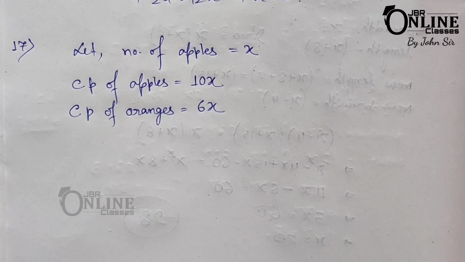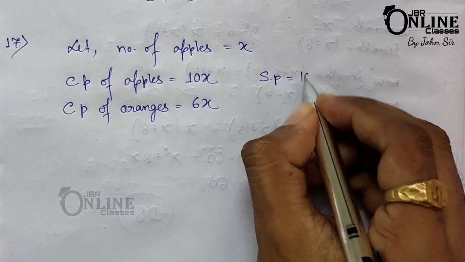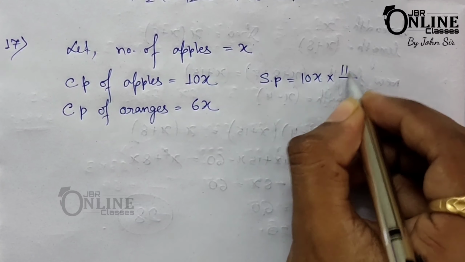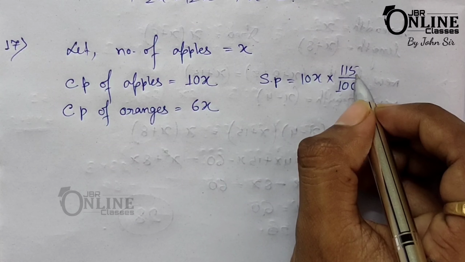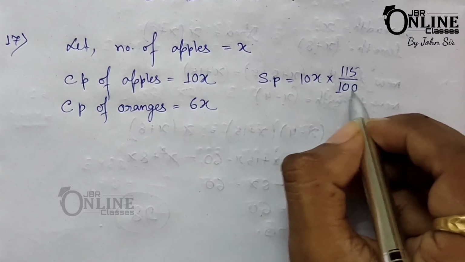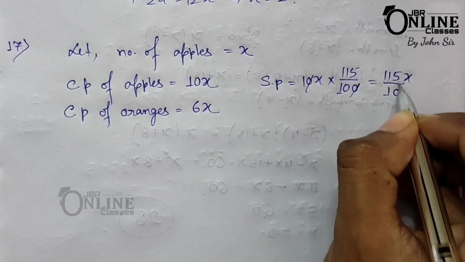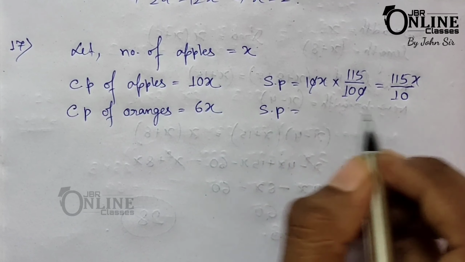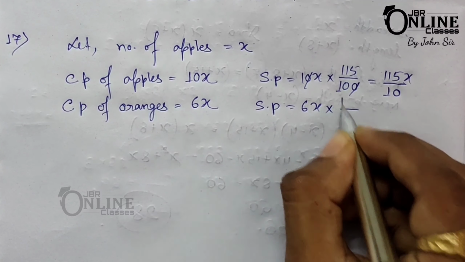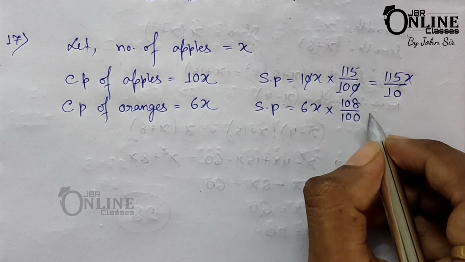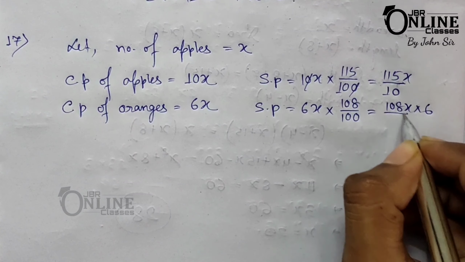Now he makes 15% profit on apples. So SP equals 10x with 15% profit. That means 115 by 100. In profit, always in the numerator 100 plus 15, and denominator always 100. So that equals 115x by 10, and SP of the oranges, here 8% profit. So 6x into 108 by 100, and that equals 108x into 6 by 100.